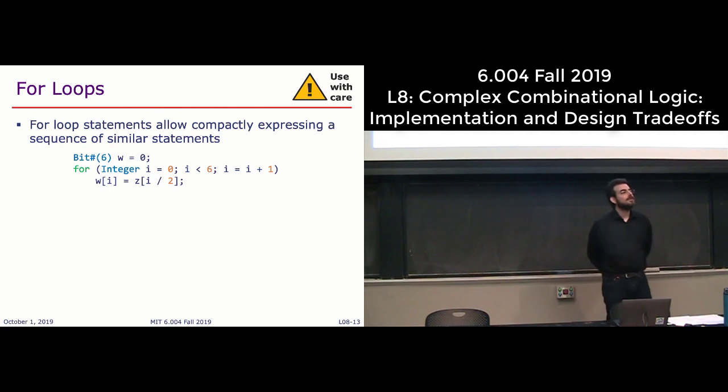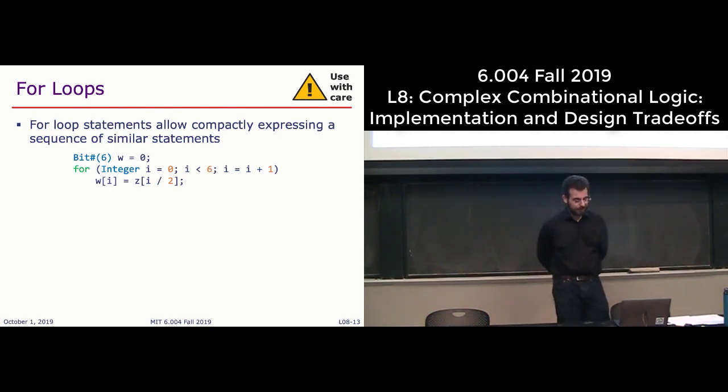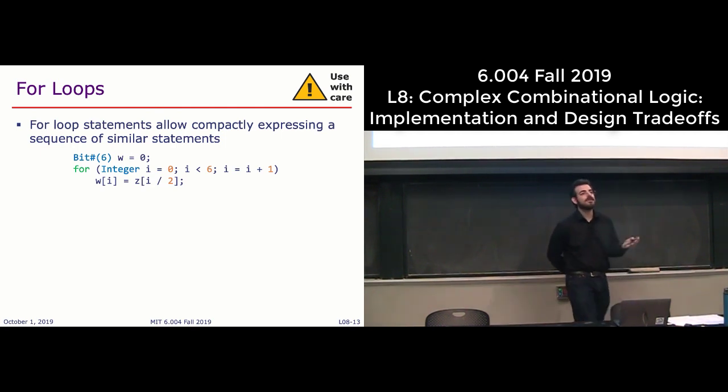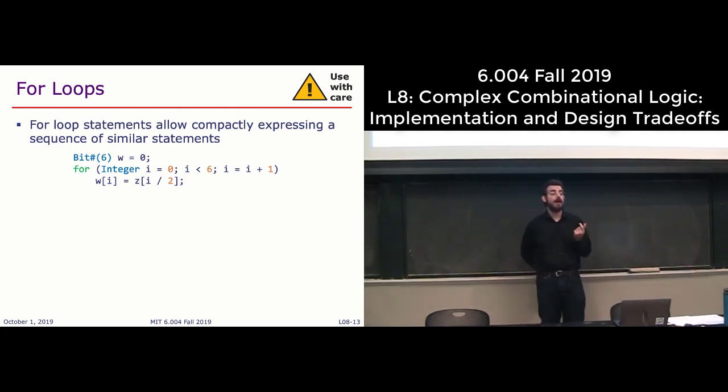Okay, two features. There are two advanced features that I want to spend a couple of minutes discussing, because they're false friends. They're things that look like software constructs, but they're actually quite different. The first one is for loops. For loops let you express a sequence of similar statements in a very compact way.